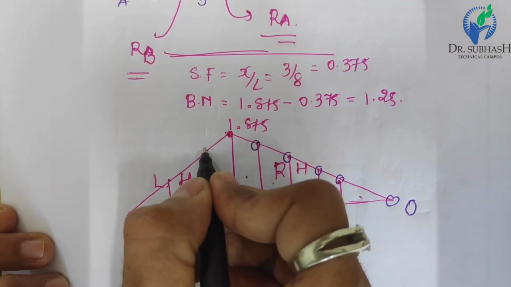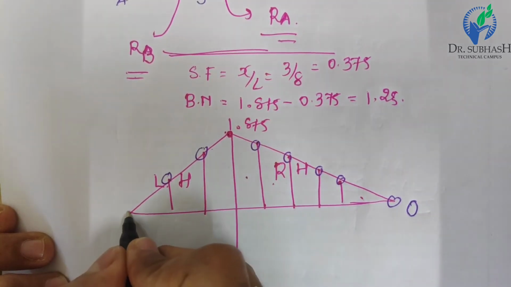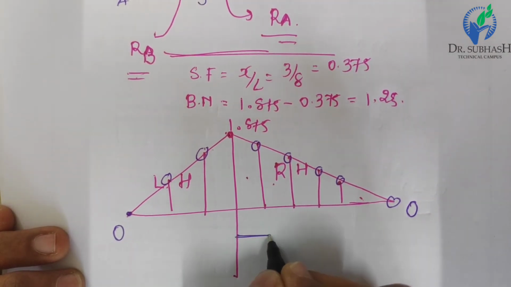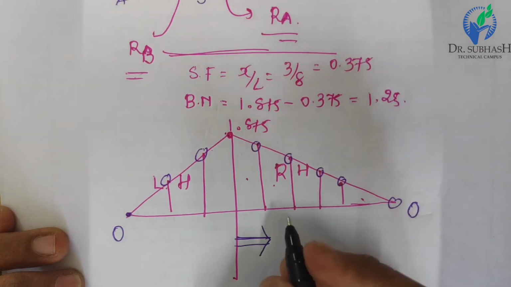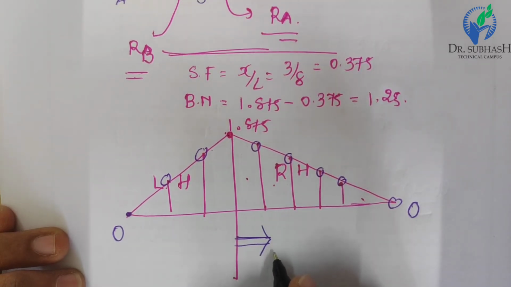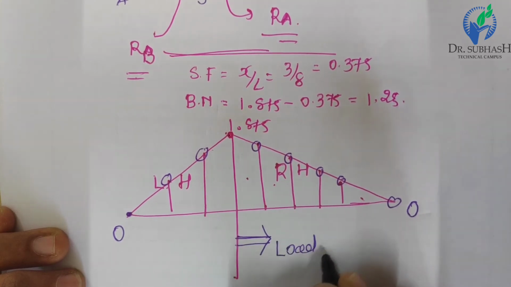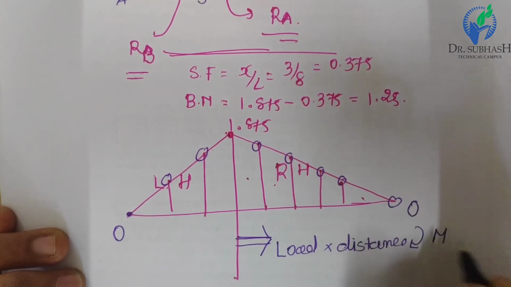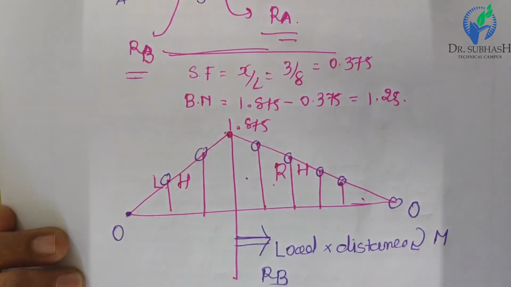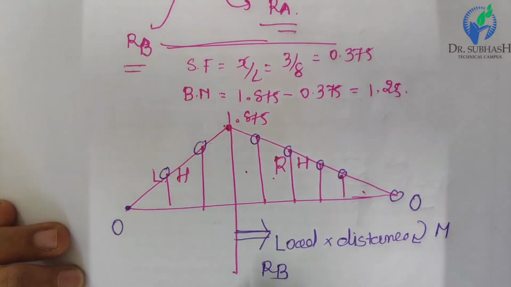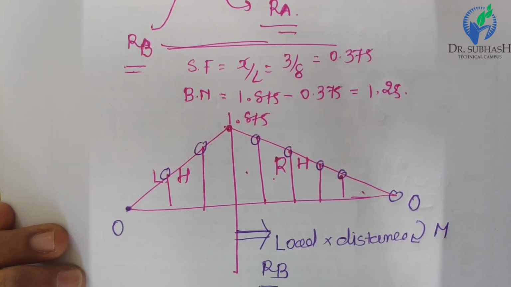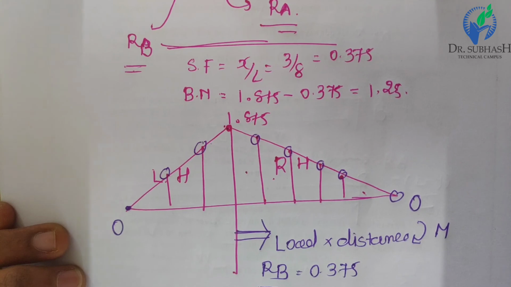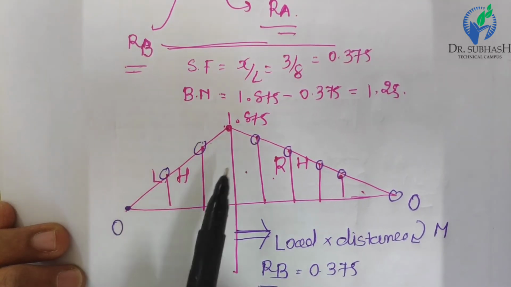Same way, this point we know. Again we find the remaining 2 points from the left hand side, and again the cross check should be 0. So from the right hand side, we know the effect of the bending diagram. What should be our traditional method? Load into distance, we find the moment M. So here what should be the load? RB from the left hand side. We already know the RB point. When the shear force is cut at C, what should be the point? It is nothing but 0.375.